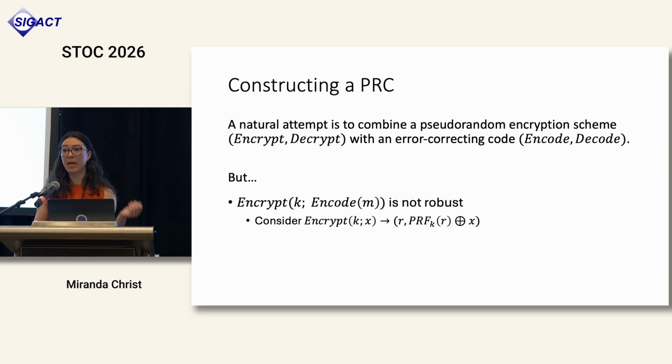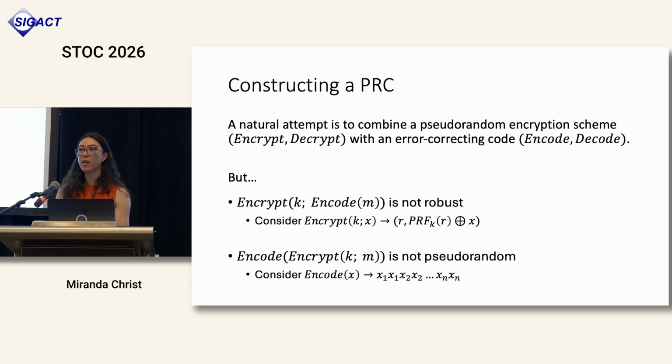But if you try some things out, you can see that if you first encode the message and then encrypt it, what you get is pseudorandom, just by pseudorandomness of encryption, but it's not robust at all in general. In fact, if you take maybe the most basic pseudorandom encryption scheme, what you get involves evaluating a PRF on some first portion of the ciphertext R, and if any bit in that portion is changed, then you can no longer recompute the PRF, and so you can't decrypt at all.